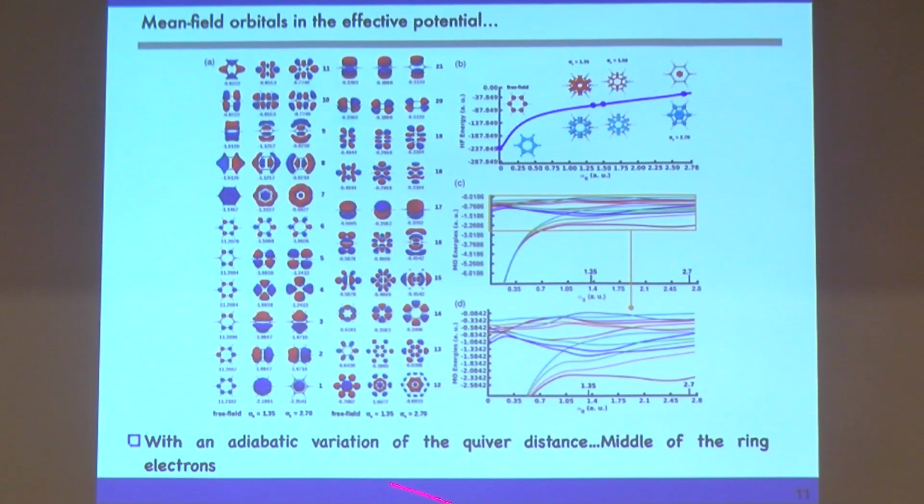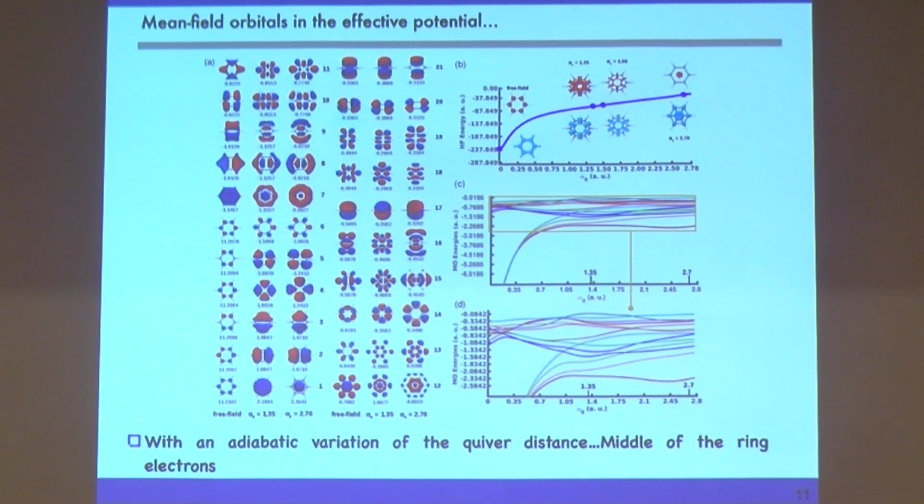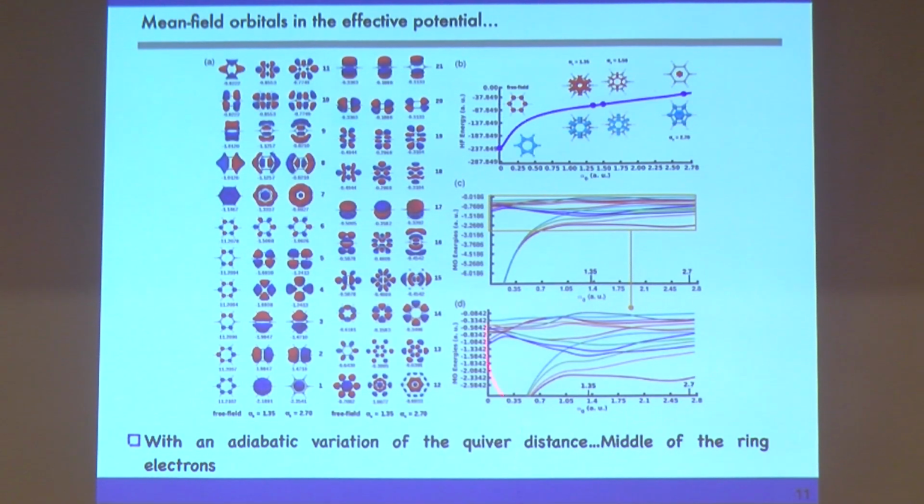So we looked at mean field orbitals in this effective potential just to understand what is the kind of electronic rearrangement that happens. So basically, this is within the Hartree-Fock level, a time-independent calculation. As alpha 0 is an adiabatic parameter, obviously when you have avoided crossings, there is going to be a mixing of the orbitals at that particular point, and the mechanism of how the electrons get towards the middle of the ring is qualitatively described by the particular set of avoided crossings that you see. So there are multiple states which are involved.